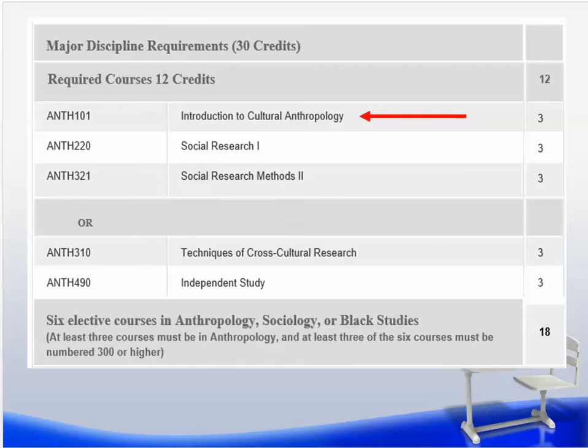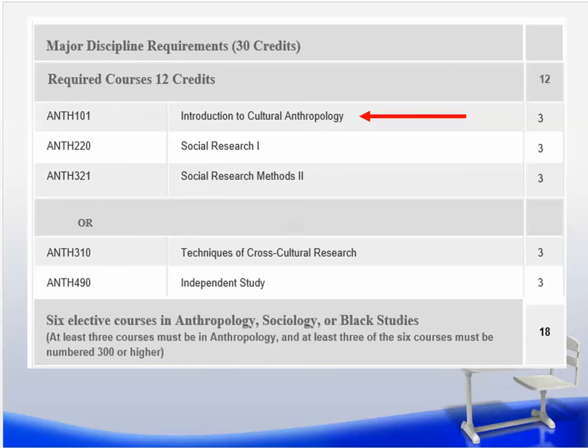There are the Introduction to Cultural Anthropology, the two methods courses, Social Research 1, and then a choice of either Social Research 2 or Techniques of Cross-Cultural Research, and then finally the capstone course, which is Independent Study in Anthropology. And then there are 6 elective courses, of which at least 3 of them must be in anthropology, and 3 could also be in sociology or black studies.